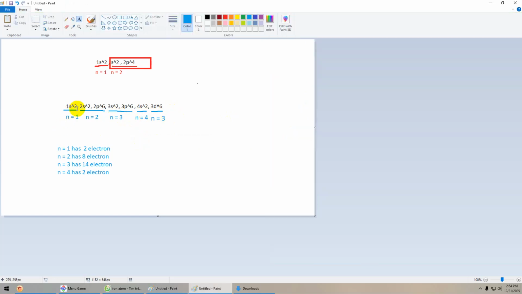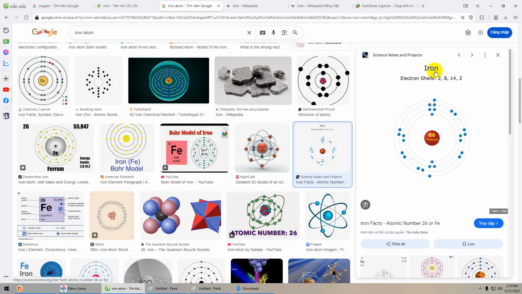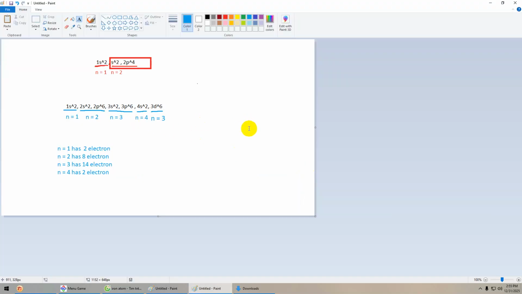We see n equal to 1 has 2 electrons, n equal to 2 must have 8 electrons because 6 plus 2, but n equal to 3 is kind of tricky. We have to add 2 plus 6 equal to 8, then we add 6 right here, so we have 14 electrons. So n equal to 4 is easy, we have only 2 electrons. So this is exactly what I found on Google, 2, 8, 14, 2. So the inside shell has 2 electrons, the second orbit has 8 electrons, the third orbit has 14 electrons, and the final orbit has only 2 electrons. So that's how you determine that.